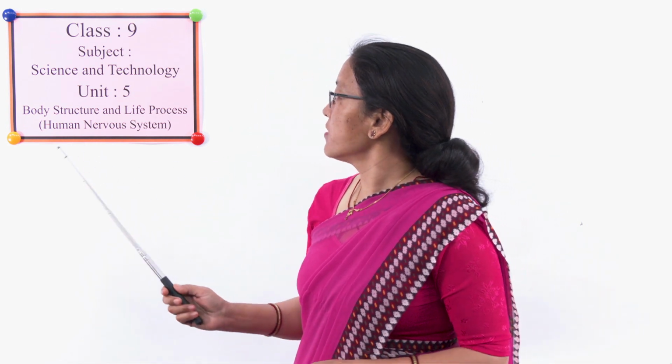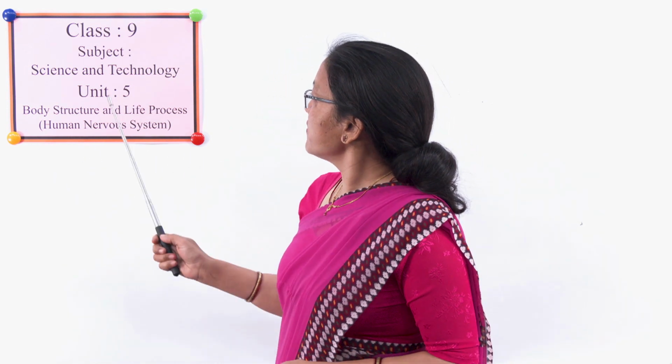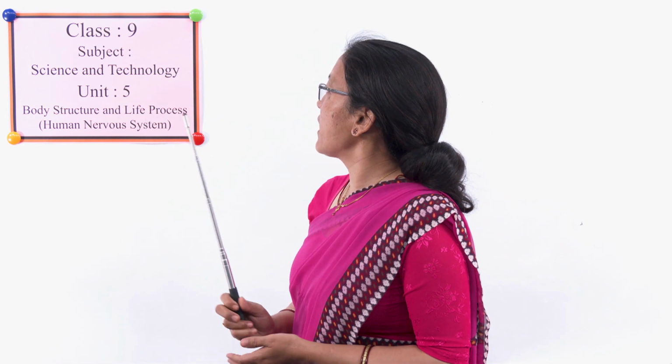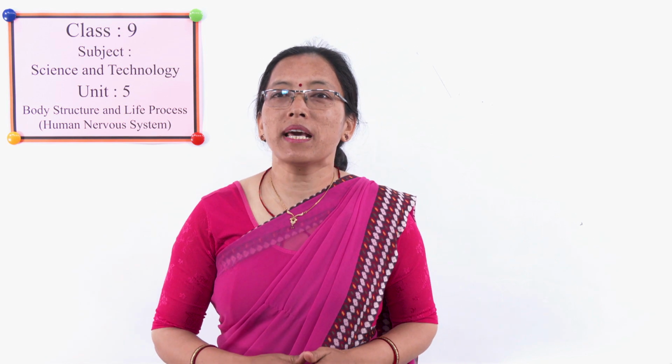Namaskar students. Today we are here to discuss the human nervous system, which is under Unit 5, Body Structure and Life Processes of Grade 9 Science and Technology. Dear students, all of you be ready with your book, copy, pen, pencil, eraser, etc.